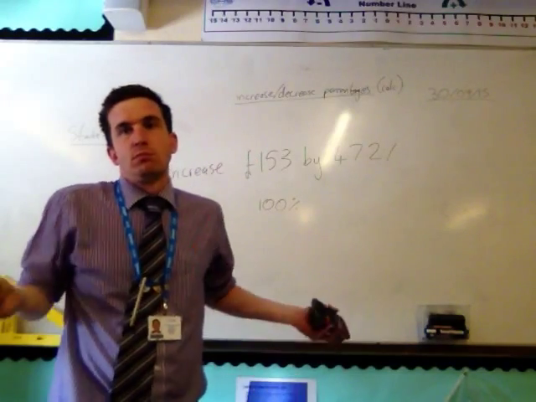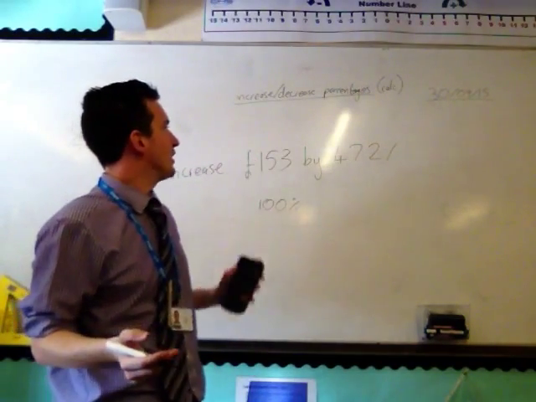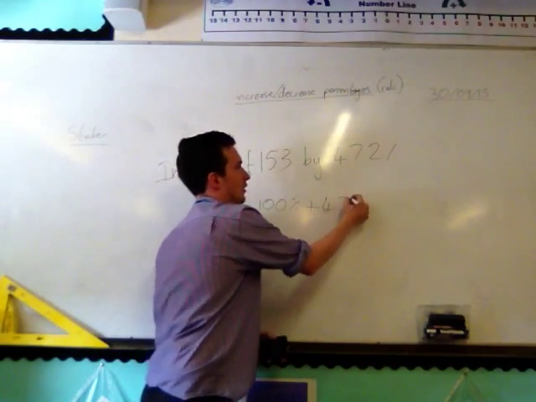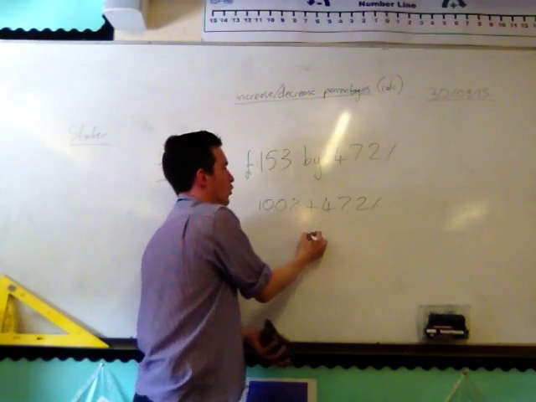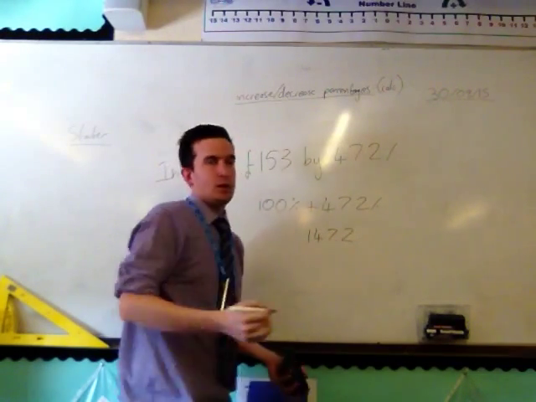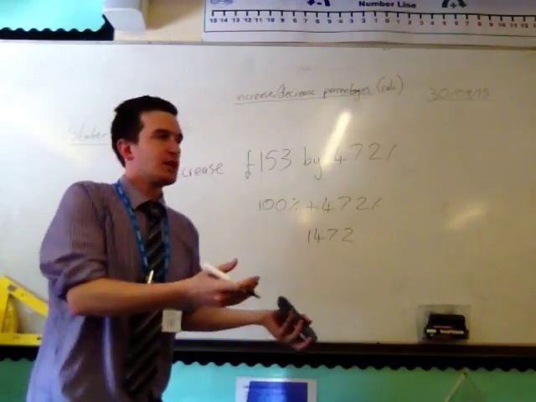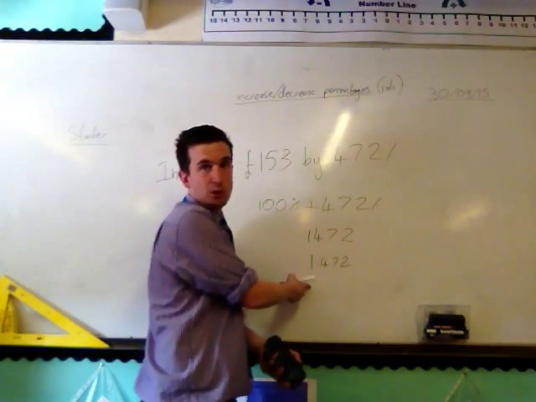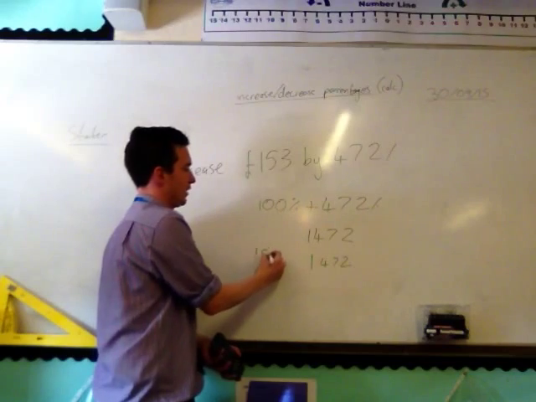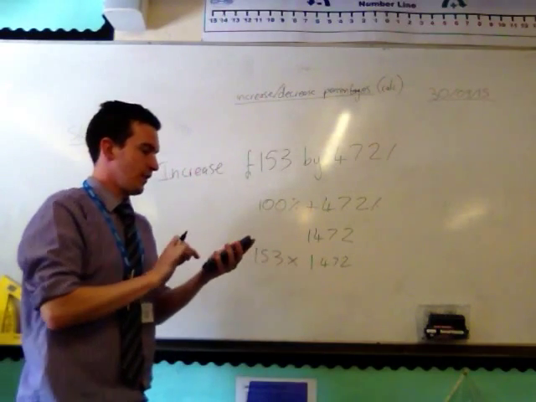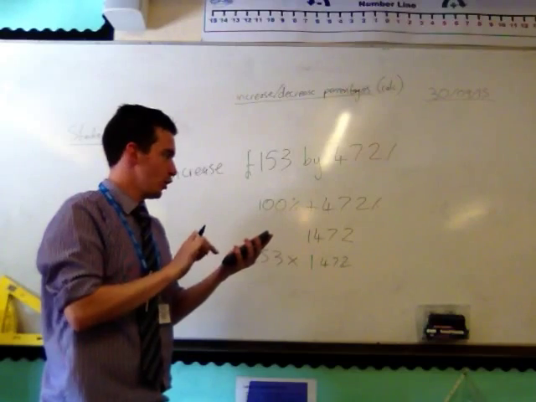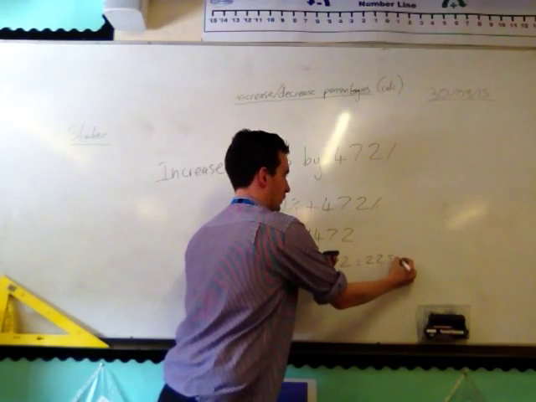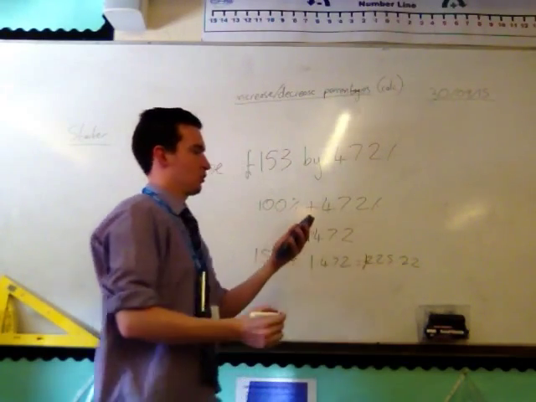Alright, so we're going to do the same thing as we did last time. Increase it. So I want to increase it by 47.2. So 100% add 47.2% is 147.2. So, like we said, to make the multiplier, you divide it by 100. 1.472. That's our multiplier. We wanted to increase 153, so we times them together. 153 times 1.472, and hopefully you get £225.22. Alright, I've rounded it.